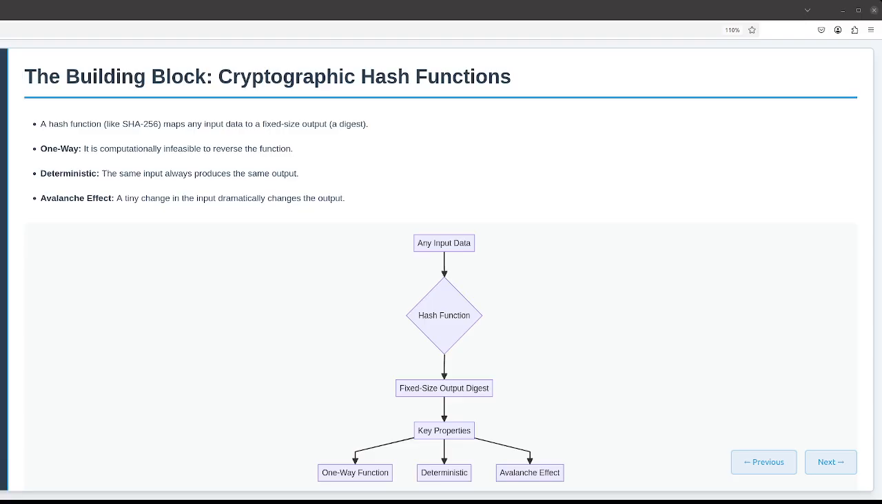These functions have some critical mathematical properties. First, they are deterministic, meaning the same input always produces the same output. They are also one-way functions, which means it is practically impossible to reverse the process and find the input using only the output. Finally, a tiny change in the input results in a completely different output, a property called the avalanche effect. These properties make them ideal for building authentication codes.